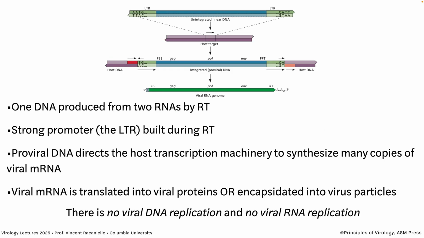All right, so the summary is here we have one DNA produced from 2 RNAs by reverse transcription, right? There's a strong promoter built during RT, which is in this LTR. Once the DNA is integrated, it directs the host transcription machinery to make many copies of viral RNA. And then the viral RNA, of course, is translated into proteins.